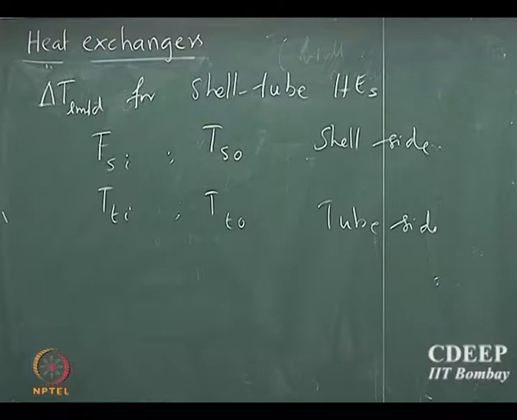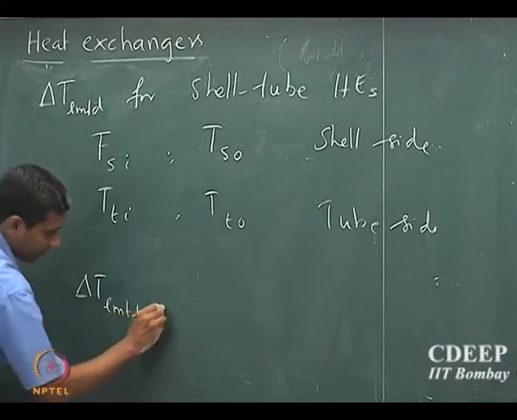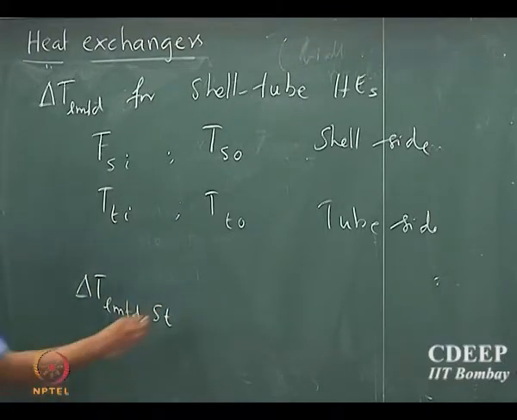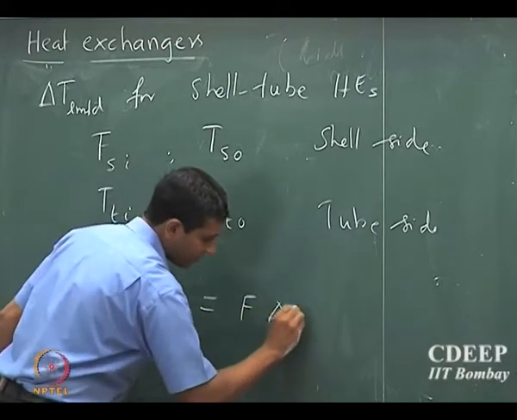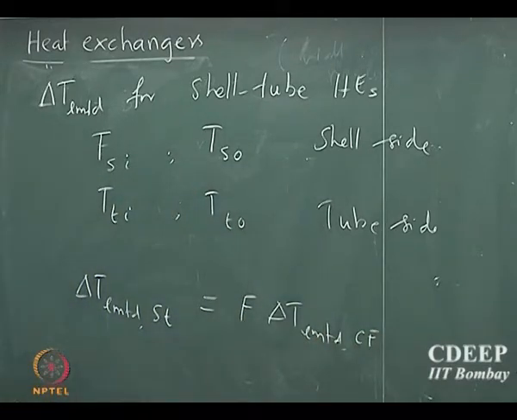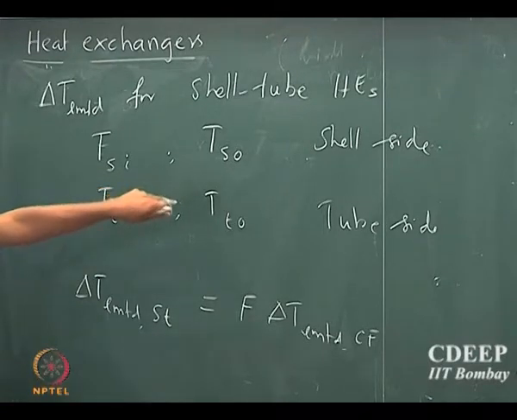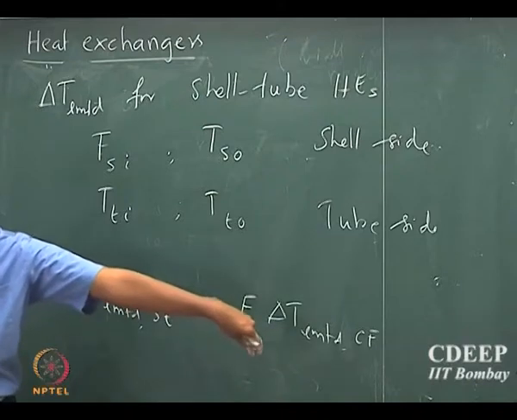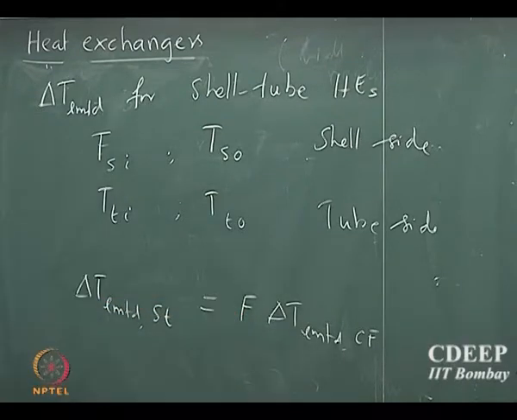Now it turns out that the delta T LMTD for a shell and tube heat exchanger is some fraction of the delta T LMTD for counter flow, for a counter flow which is exactly at the same temperatures. It is a certain fraction of that. What I am going to sketch is what this fraction f is, and from a practical point of view, how you can use this f in estimating the delta T LMTD for a shell and tube heat exchanger.